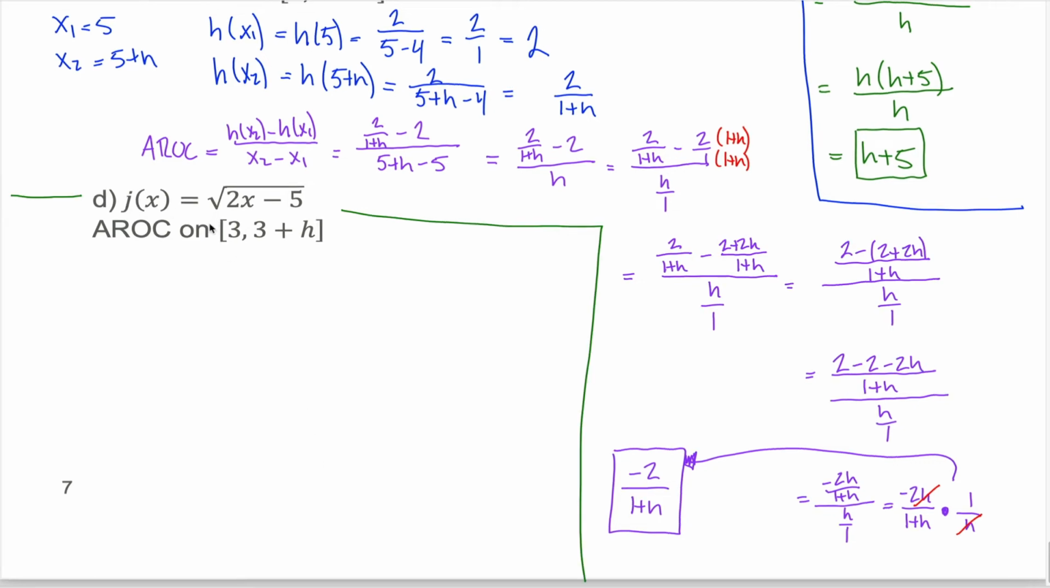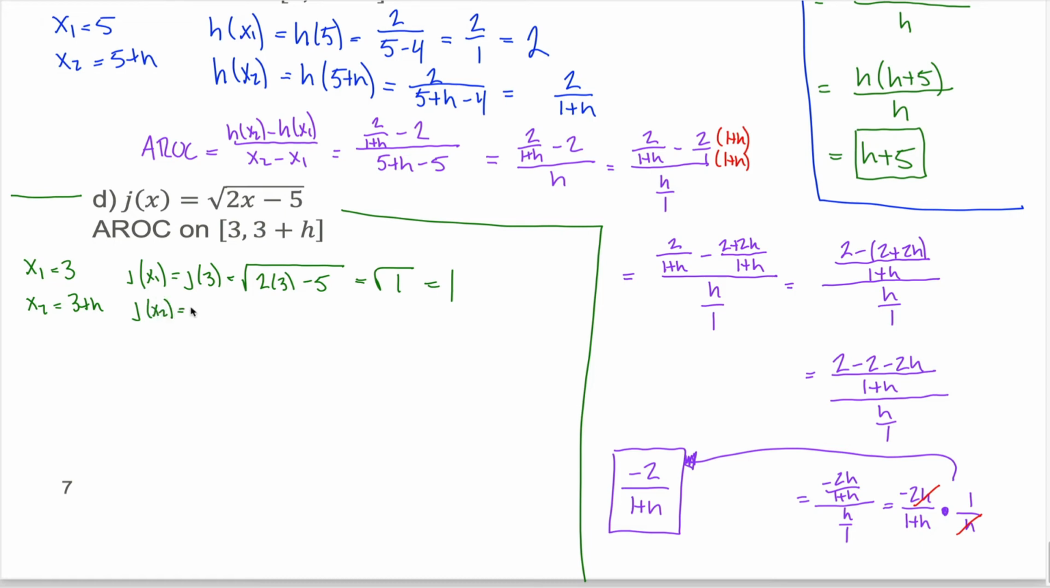We have another function. We have 2 different x values. x1 is the number 3. x2 is the expression 3 plus h. I need to figure out j of x1, which is just j of 3. It's just what comes out of this machine when I put 3 into it. Well, what comes out when I put x in is the square root of 2x minus 5. So what comes out when I put 3 into it is the square root of 2 times 3 minus 5. 2 times 3 is 6. 6 minus 5 is 1. So it's the square root of 1, which is just 1. That's not too bad. Yeah, it gets uglier though.